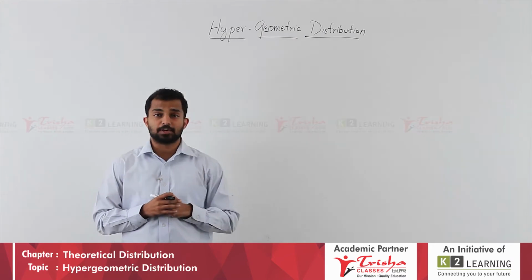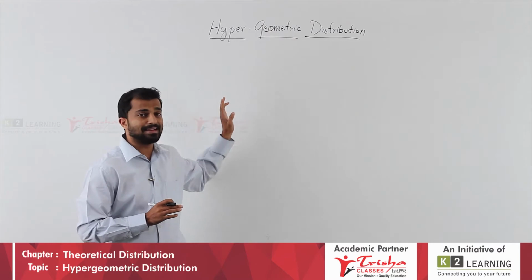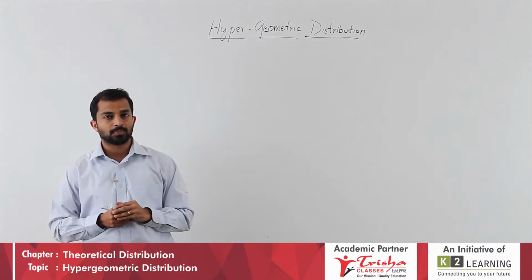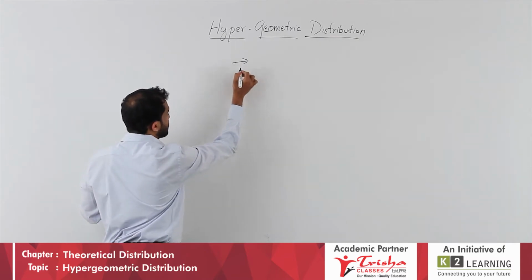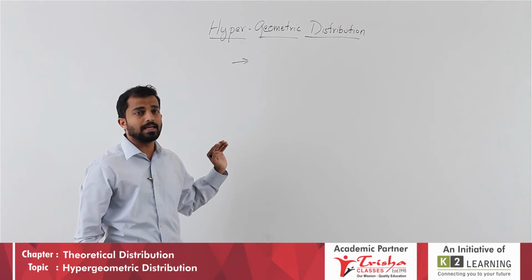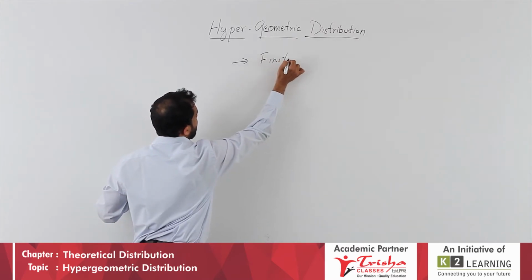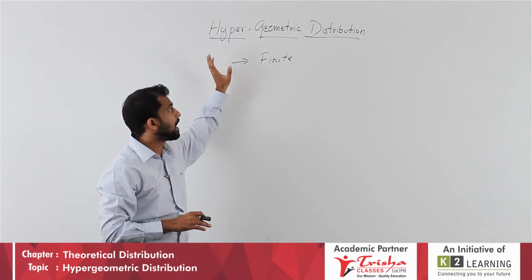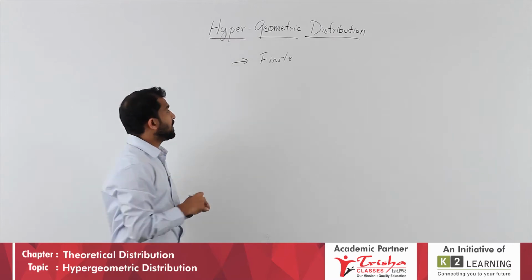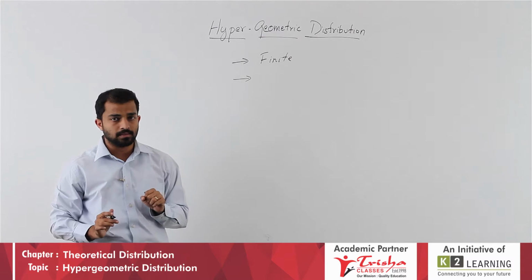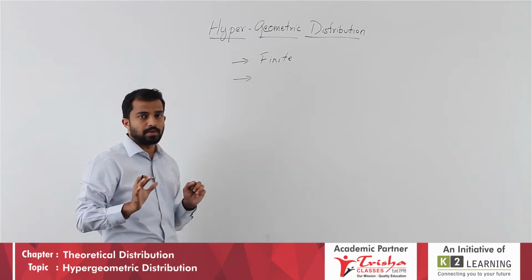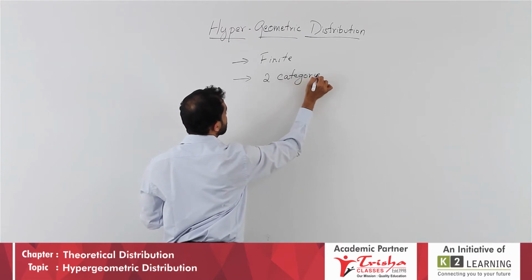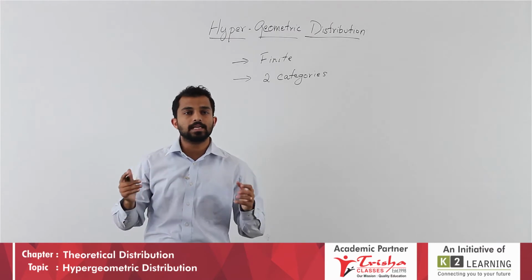Hypergeometric distribution plays a very significant role in statistical distributions. Let me tell you certain interesting features about it. Firstly, remember, hypergeometric distribution can be calculated only when it is a finite series. That means we need to know the number of terms. The second feature is that hypergeometric distribution will always have only two categories.